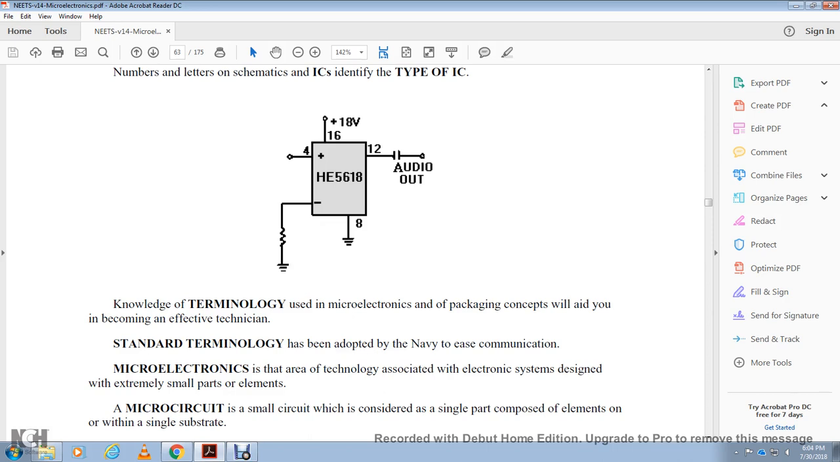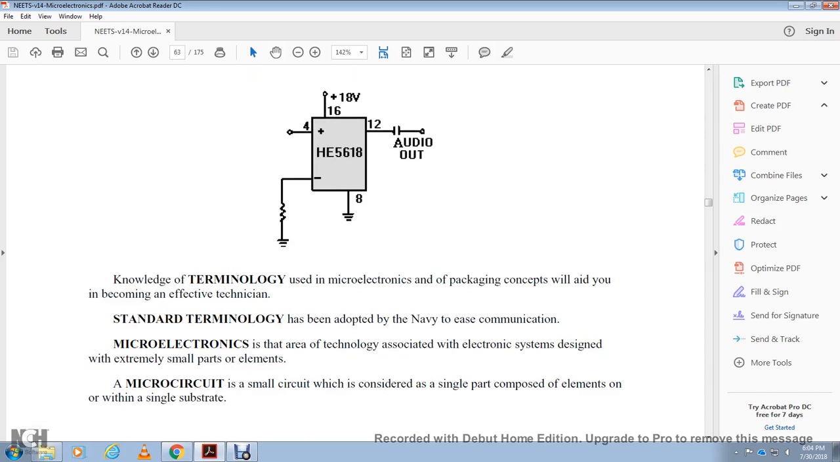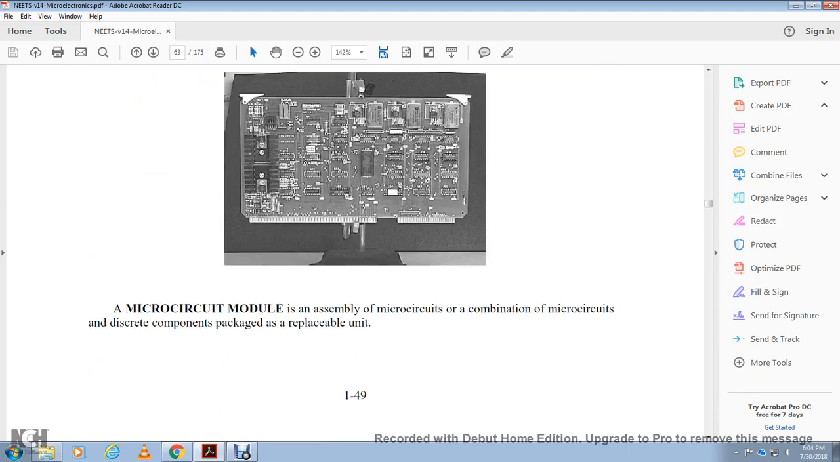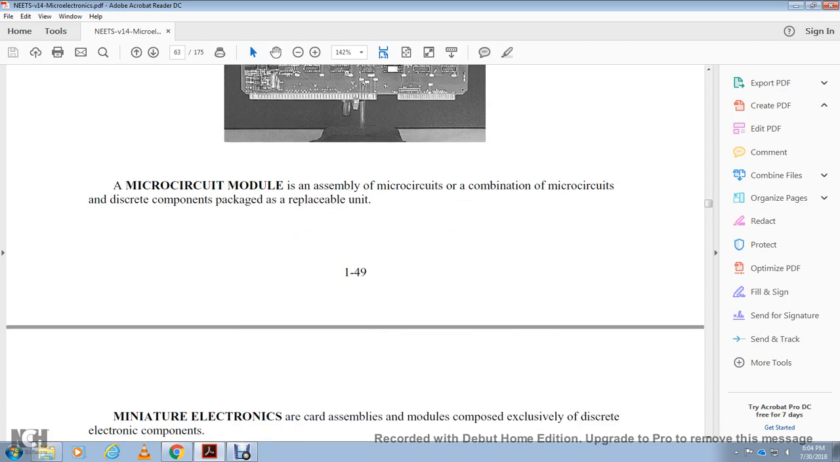Standard terminology has been adopted by the Navy to ease communication. Microelectronics is the area of technology associated with electronic systems designed with extremely small parts or elements. A microcircuit is a small circuit considered a single part, composed of elements within a single substrate. A microcircuit module assembly is a combination of microcircuits and discrete components packaged as a replaceable unit.